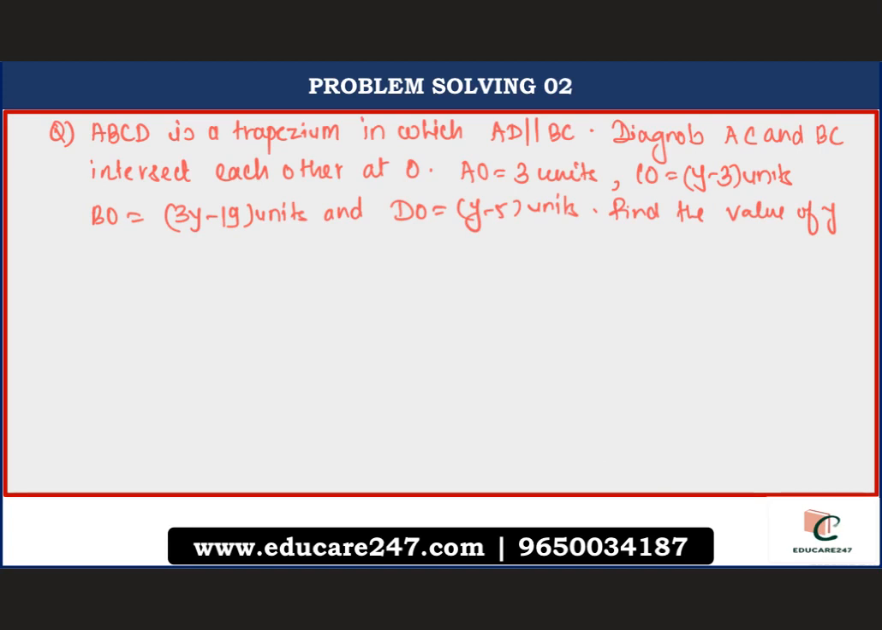ABCD is a trapezium where AD is parallel to BC. Diagonals AC and BD intersect each other at O. AO is equal to 3 units, CO is equal to y minus 3 units, BO is equal to 3y minus 19 units, and DO is equal to y minus 5 units. Find the value of y. So actually this is supposed to be a very high level question in terms of its difficulty level. But we know the shortcut for this, right? We have already studied the theorem for this, right?